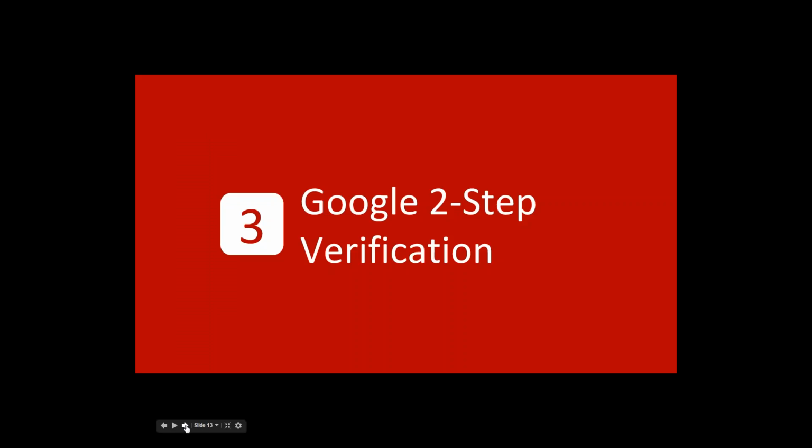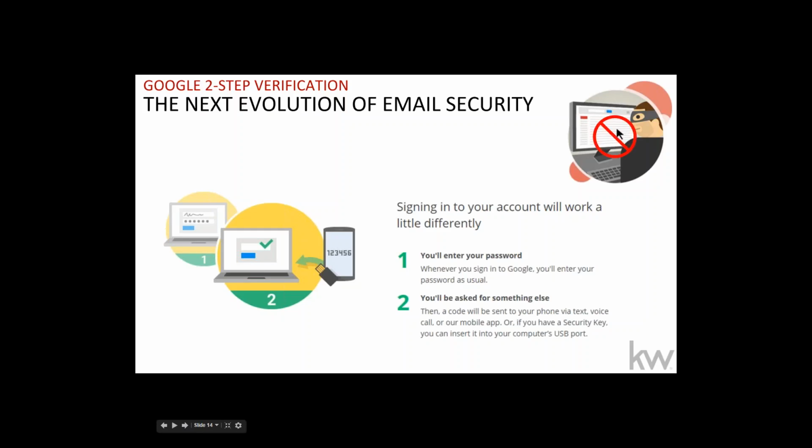Next is some great news, and that is that we, Keller Williams and your Google Apps for Work accounts, now have Google's two-step verification enabled. And what that is, it's the next evolution really of email security. So passwords were a great first step in securing your email. But as we've heard over and over again, they really don't help if you're the victim of a phishing attack.